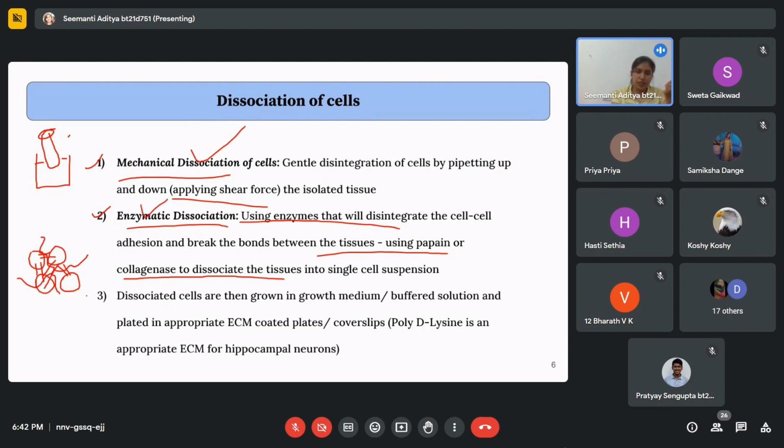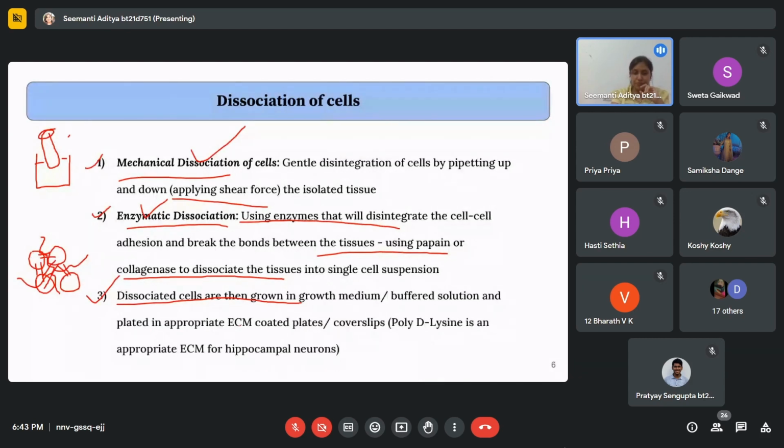Next, the dissociated cells need to be grown in a growth medium or buffered solution, as I discussed in the first slide, depending upon what requirements we have. Generally, DMEM medium is used, but some neuronal cell lines require extra lysine and extra glutamine. For those reasons, we need to modify the media composition accordingly, supplementing those extra chemicals or nutrients in the media for proper growth.